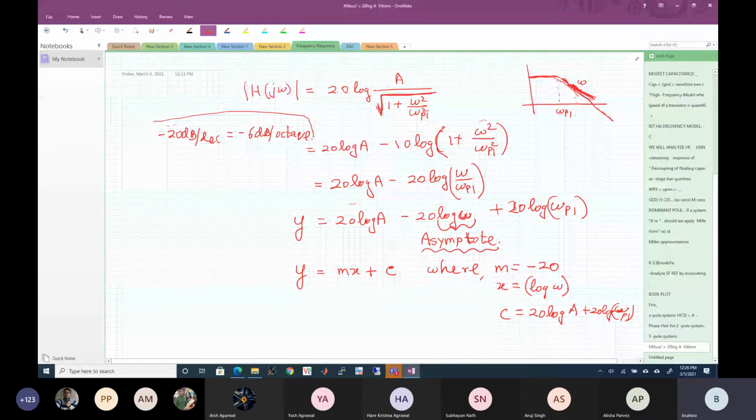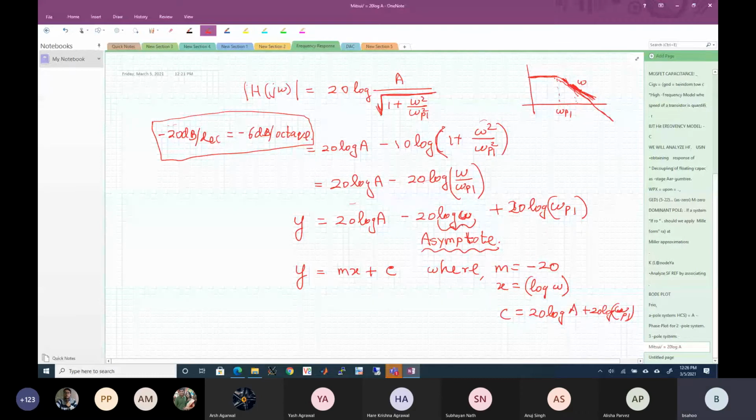So that is what will happen. So basically you plug in omega equal to omega p1 here, you get minus 20 log of 1, which is 0. At omega equal to 10, what will you get? Log of 10, which is 1, minus 20. So that is why it is 20 dB per decade.